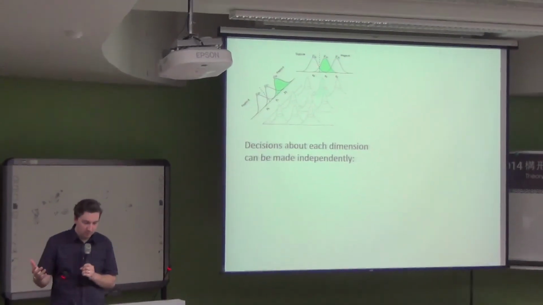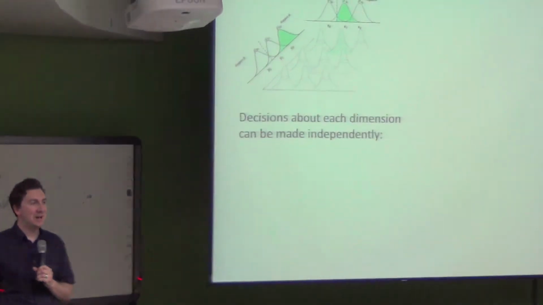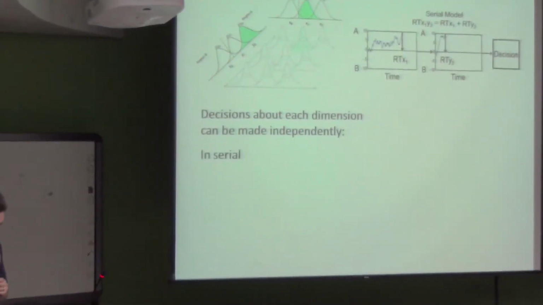So if we combine each of these dimensions independently, then hopefully you would have guessed by now that there are several ways we can do that. We can combine information from each of these dimensions in serial. So we might process dimension x first, followed by dimension y. And if we process dimension x first here, you can see that for this stimulus, it's close to this boundary. So it's actually rather slow to reach threshold and make a decision.